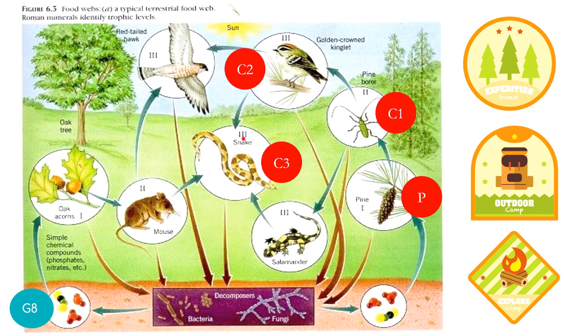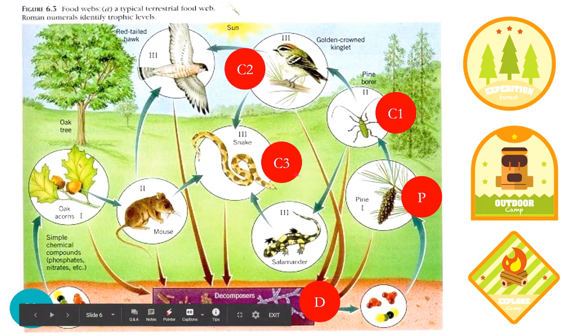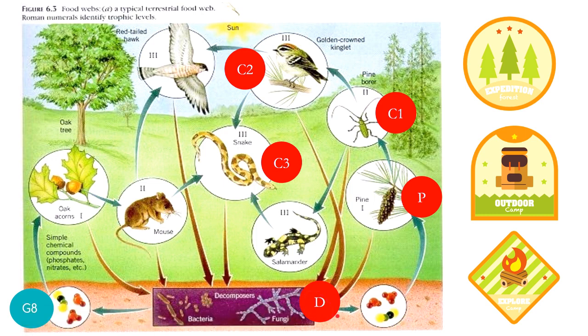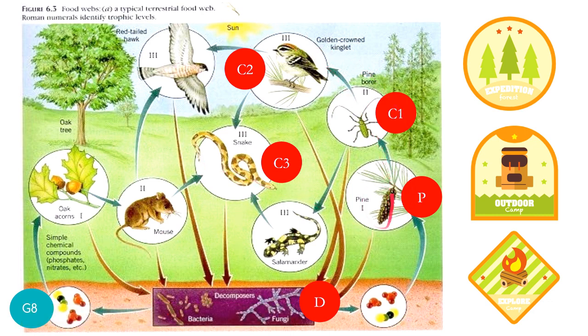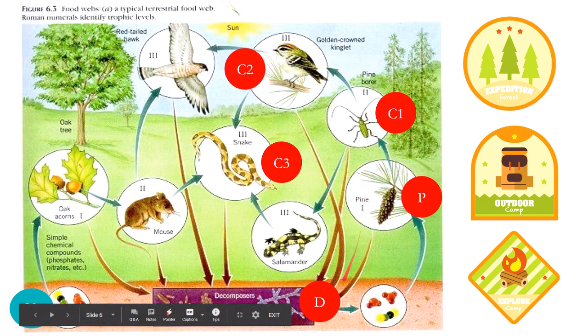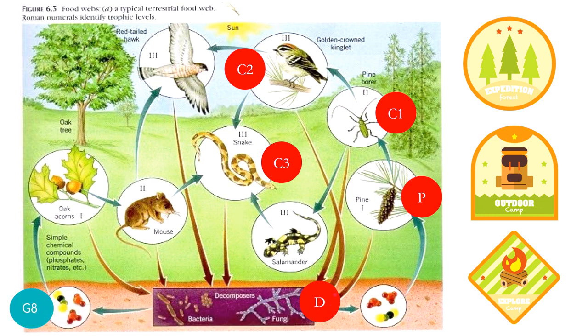Okay? Your snake will eventually die. And then the action will now be done by the decomposers or decomposing bacteria. All of these members, from pine to pine borer to kinglet to snake, will eventually die. So when they die, it will be the time for the decomposing bacteria or even some fungi to recycle their nutrients and return them to the soil. So this one is one food chain.